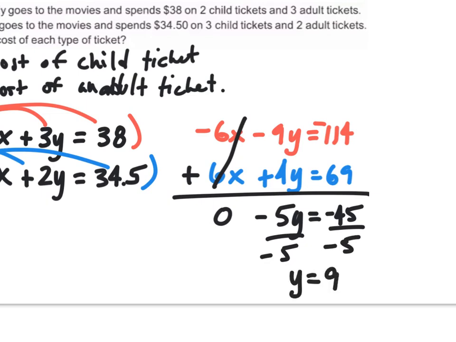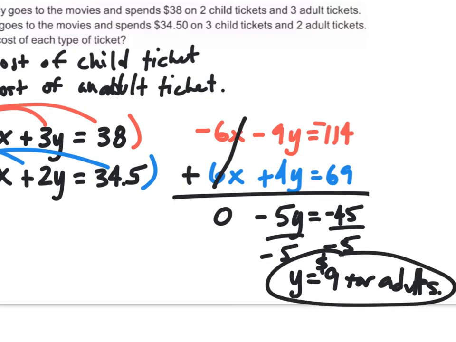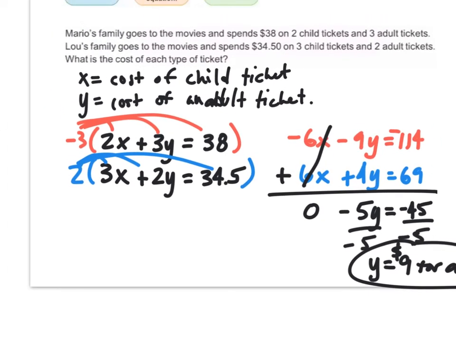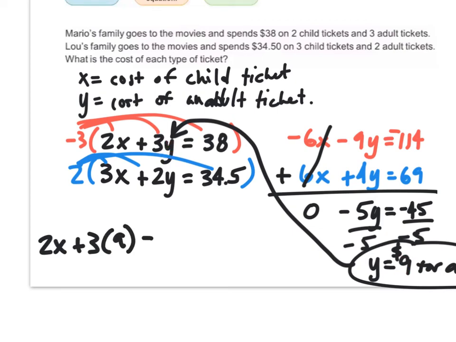So the cost of an adult ticket is $9. So $9 for adults. Then the next thing I want to figure out is, if y is equal to 9, I'm going to sub this back into one of the equations. It doesn't matter which one we choose, but I'm going to put it back into the top one. All my numbers are whole, and I don't want to deal with any decimals here. So that's going to give me 2x plus 3, and instead of writing y, I'm going to write 9. So 3 times 9, and that's equal to 38. So I get 2x plus 27 is equal to 38.